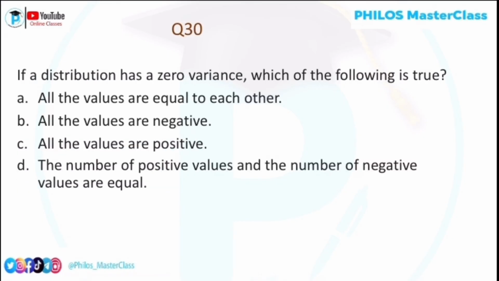Question 30. If a distribution has a zero variance, which of the following is true? Now, when you have a data set like this, 7, 7, 7, 7, 7, like that, and they ask you to find the mean, it will still be 7. You try it and see. Add all the values together and divide it by the number of values. You will definitely get 7 back. But if you find the variance, it will give you 0, and the standard deviation will also give you 0.